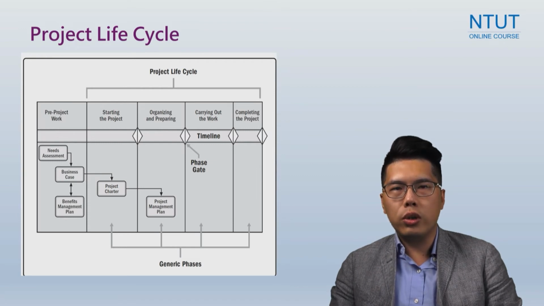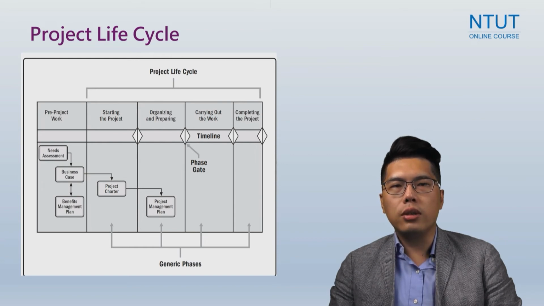Okay, so the pre-project work includes the needs assessment, the business case, and the benefits management plan. And once the pre-project work is confirmed, the project life cycle starts and we'll go through the four phases that are starting the project, organizing and preparing, carrying out the work, and completing the project. So in the starting the project phase, the most important thing is to define the project charter that allows the people who are involved in a project to fully understand the goal of the project and responsibilities.